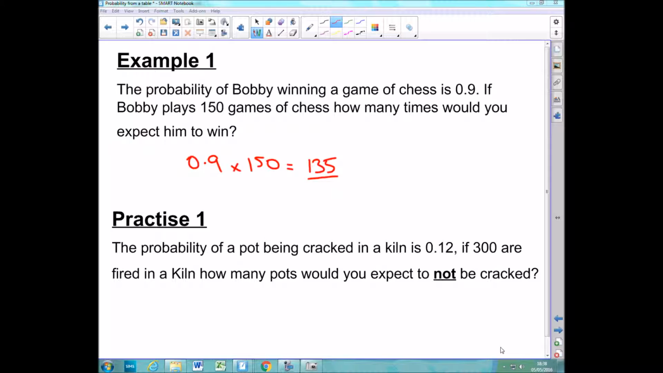So we're going to multiply those two together, but I've highlighted this word here, not, because actually what we want is the opposite answer. So we can start off by finding how many would break, which is 0.12 multiplied by 300, which is 36. So that's how many we would expect to be cracked, but the question's asking us very sneakily, how many would we not expect to be cracked? So we're going to do 300 take away 36, and that would give us 264.